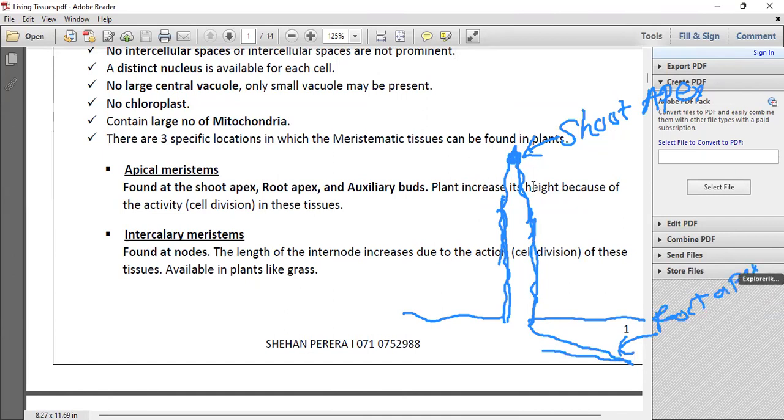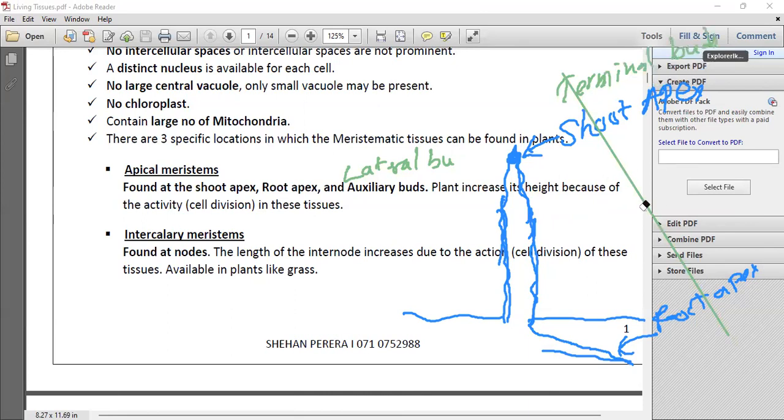And what are these auxiliary buds? You can call them lateral buds also. Have you seen these tiny little things which come out of this plant and can develop into sometimes a leaf or a branch, right? These are called auxiliary buds or lateral buds. Shoot apexes are called terminal buds also.